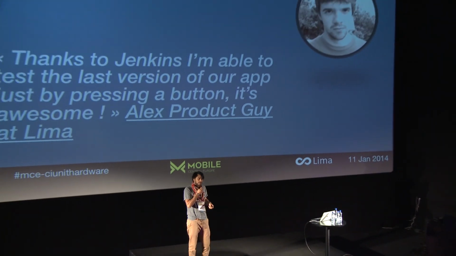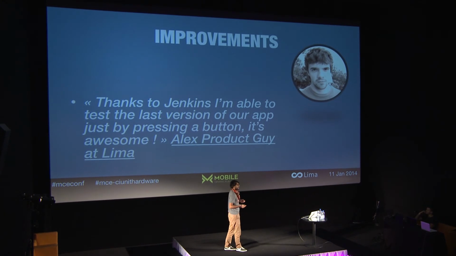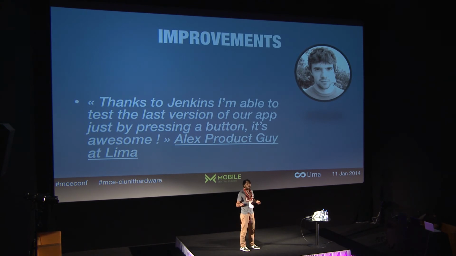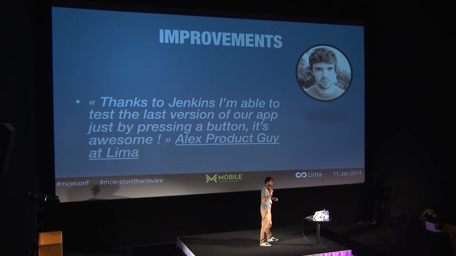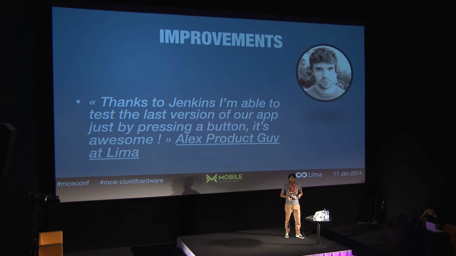So we see some improvements. This is Alex. Alex is our product guy at Lima, and he always wanted to have the latest version of the iOS app I'm developing. He said, "Oh, Remy, can I have the latest version?" Every day he comes to my desk and says that. So it was a little bit boring for him to always ask for the latest version of the app, and for me to just take his phone, launch the app on his phone, and give it back to him. So we just set up a build for Alex that will deploy the app only on his iPhone, and now he can have a look at the new feature every day, every minute if you want.